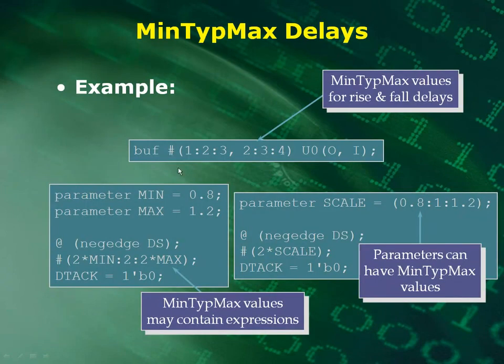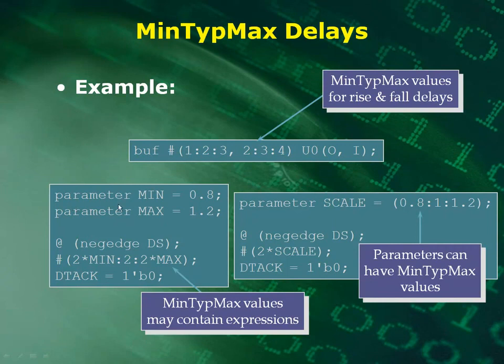Now let's look at how we actually use these. Here we have a buf, and we have the pound statement for delay. And instead of having just a simple rise value and a simple fall value that we talked about before, now we're going to use the min, typ, max delays. So these are the values that we'll be using for rise, and these are the ones that we'll be using for fall.